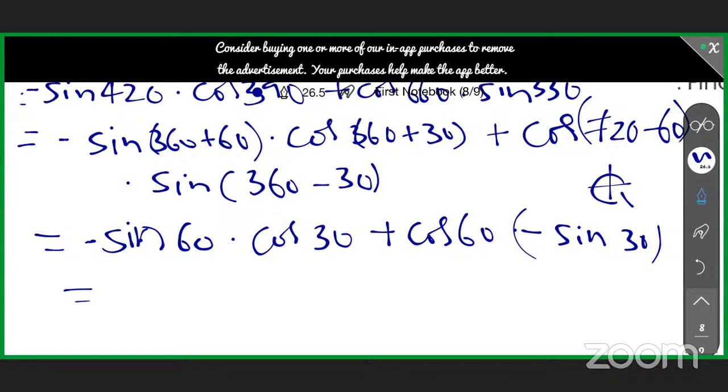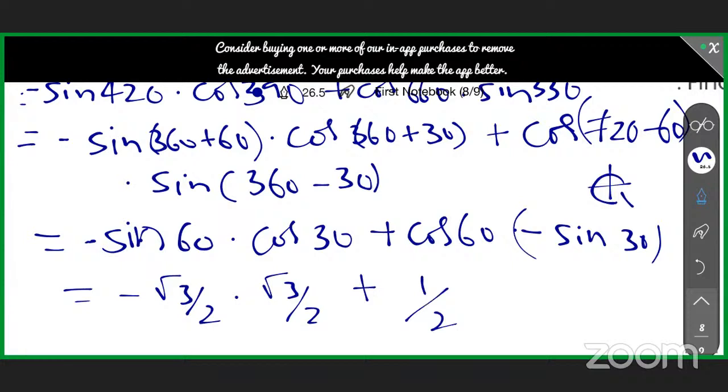Students. Yes, sir. So then we know all the values of this one. These are all standard values. So I have to apply the standard values. What will be my standard value now? Sin 60 is minus root 3 by 2 into cos 30, which is again root 3 by 2, plus 1 by 2. This minus I'll take it here.